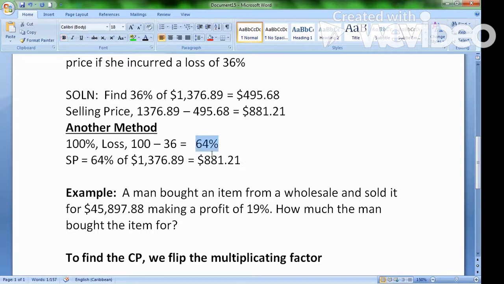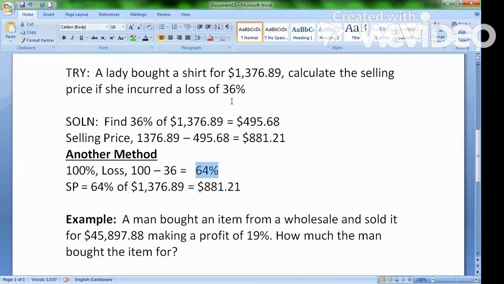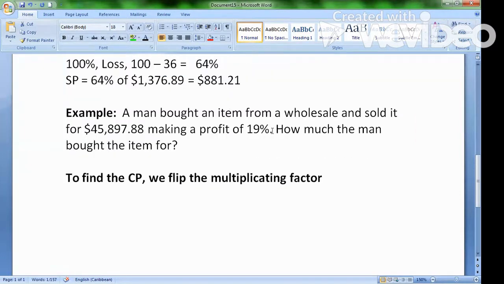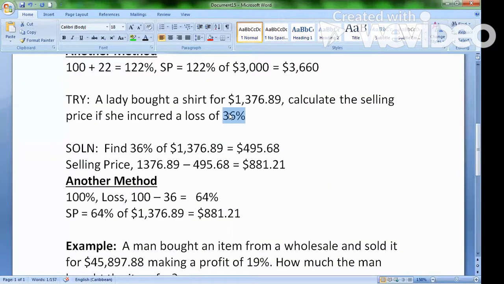64% is 64 over 100, right? 36% is 36 over 100. Now the 36 over 100, that's the multiplying factor. If I say flip the multiplying factor, instead of 36 over 100, we flip that and have 100 over 36. So that's what it means.